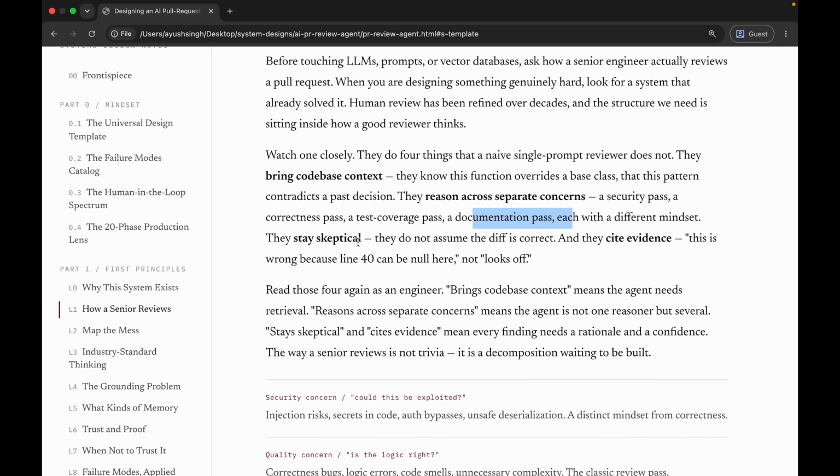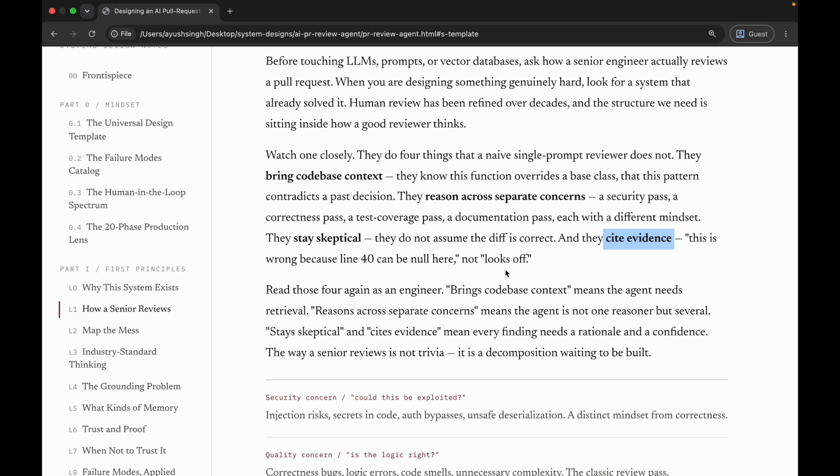And then they stay skeptical, which means they do not assume the diff is correct. They cite the evidence, which is, this is wrong because line 40 can be null here, not looks off. It's not just about saying that, okay, this assumes the diff is correct. No, they can say that this line can be impacted because that line can also be impacted. So citing evidence is making sure that, okay, this can be impacted, not something like this looks off. Nobody can review and fix it if it just looks off. It should be very good evidence.